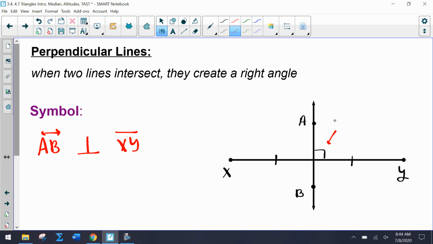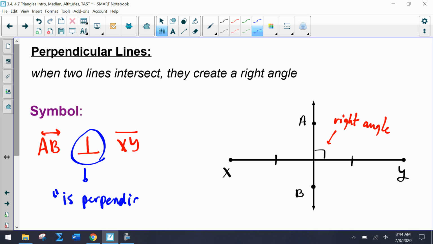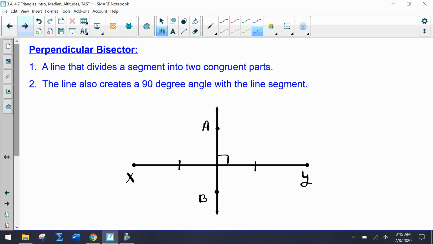So we can always see the right angle, and this symbol means is perpendicular to. Okay, so we're going to use some symbols. Perpendicular is a long word to write out, so we're going to use the symbol for it, this upside down capital T, which actually looks similar to what we have in the diagram. Okay, so now we're going to blend together that do now.